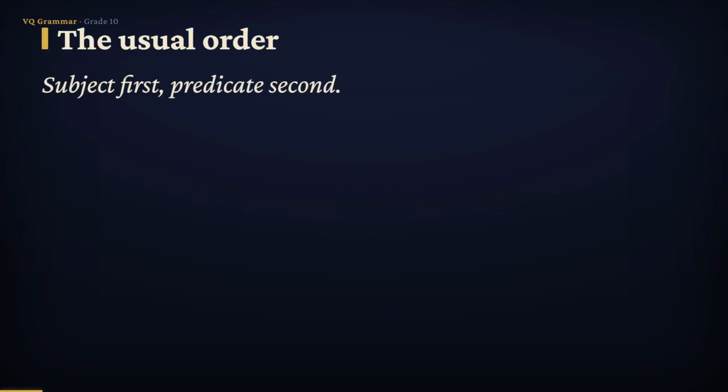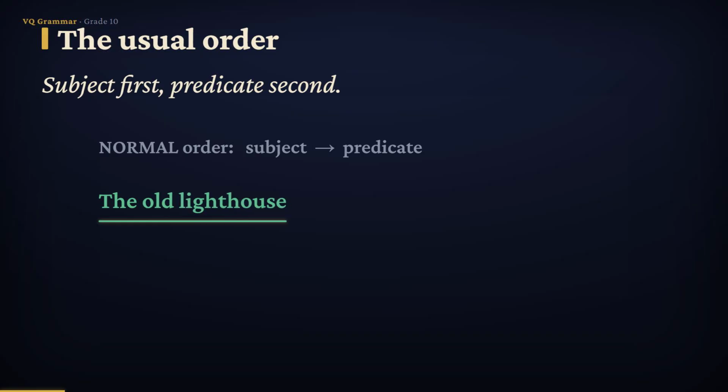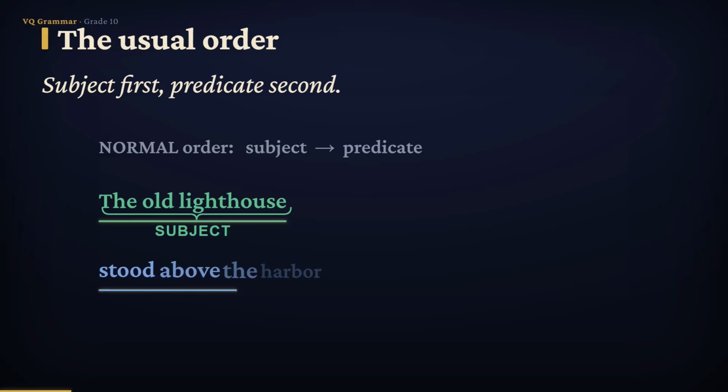Let's go. Let's set the ground rule first. In most sentences, the subject comes before the predicate. You name who or what you're talking about, and then you say something about it. Take this one. The old lighthouse stood above the harbor. The old lighthouse is the subject. That's who or what the sentence is about. And stood above the harbor is the predicate, because that's what the subject does. Subject, then predicate. That's the rhythm your ear expects, and most of the time, that's exactly what you get.